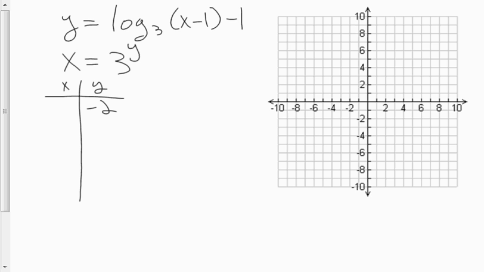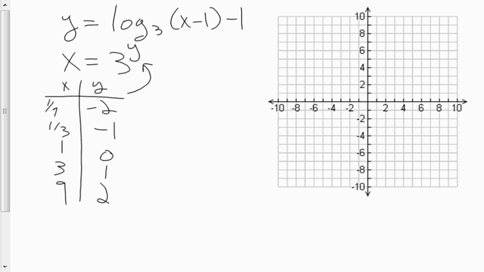And so here we can use -2, -1, 0, 1, 2. And you can always use these numbers. They will always produce nice points on our graph. So we'll plug these into the parent here. And that's going to give us a 9th, a 3rd, 1, 3, 9.